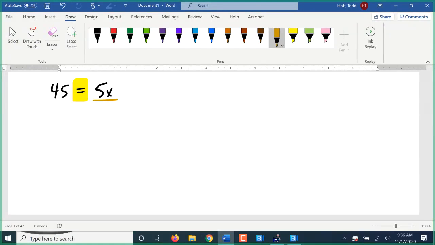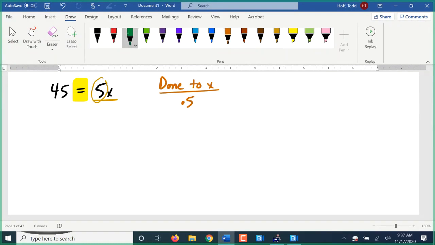Then I ask myself, what is keeping the variable from being by itself? What's keeping it from being alone on that side of the equation? In this case, it's the 5. So then we ask, what operation is attaching the 5 to the x? It's being multiplied. So that tells us that when this equation was built, what was done to x was it was multiplied by 5.